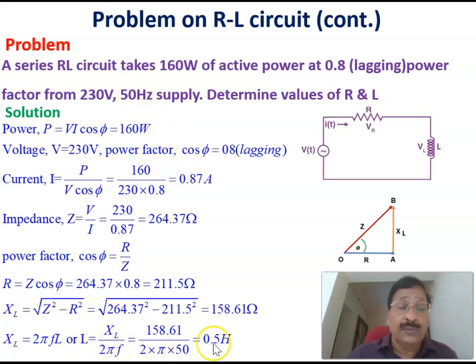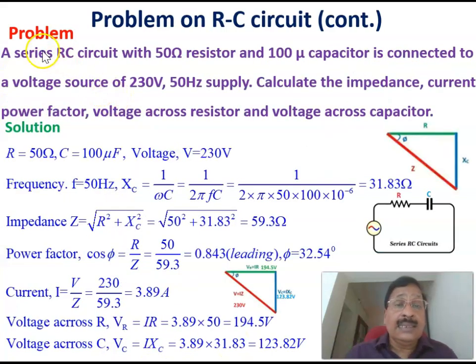F equals 50 hertz. Therefore, from this equation, L equals XL divided by 2 pi F. You'll be getting 158.61 divided by 2 into pi into 50, which is equal to 0.5 Henry. Therefore, the answer is that the resistance value is 211.5 ohms and the inductance value is 0.5 Henry.